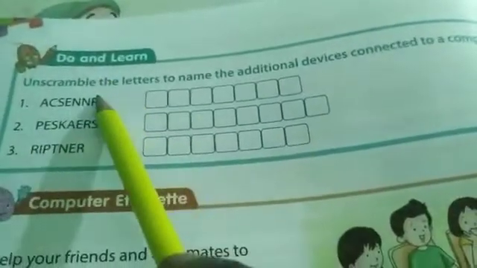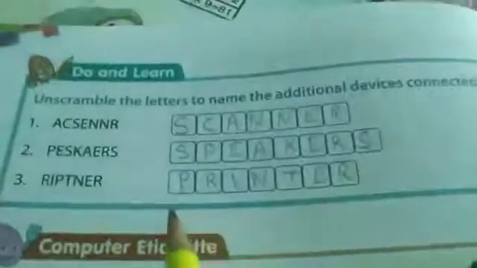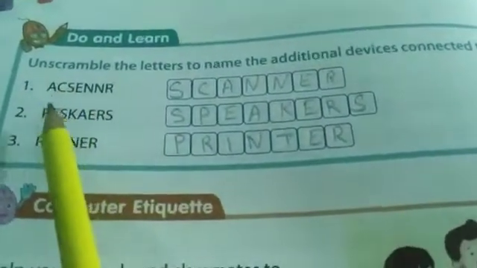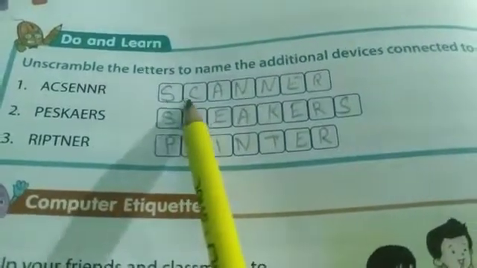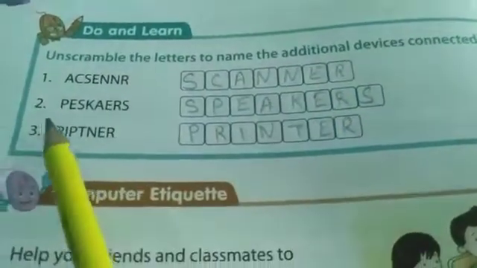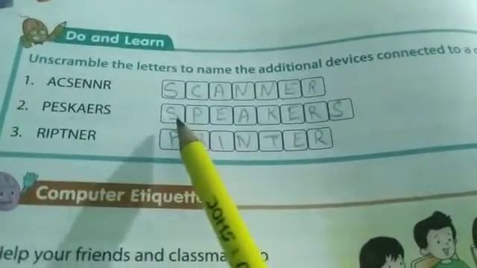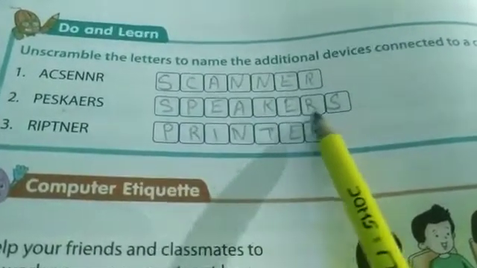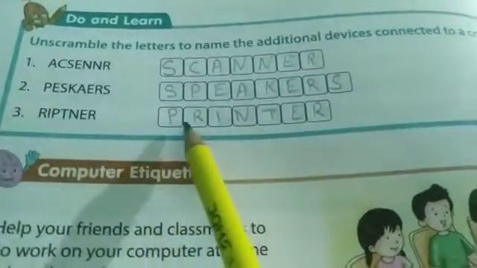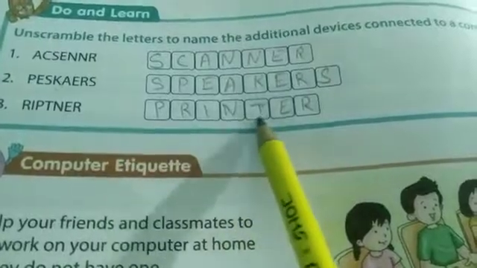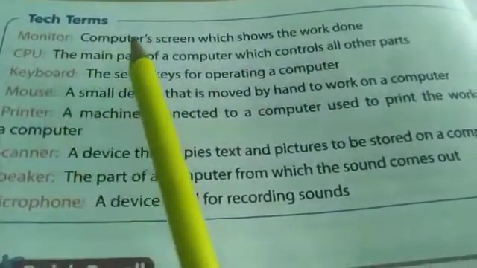Now coming to do and learn. Scramble the letters to find the names of additional devices connected to a computer. Number one is ACSCNNR. It will be scanner. SCANNER, scanner. Number two, PESKAERS. It will be speakers. SPEAKERS, speakers. Number three, RIPTNER. It will be printer. PRINTER, printer.